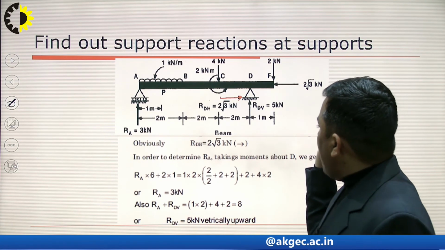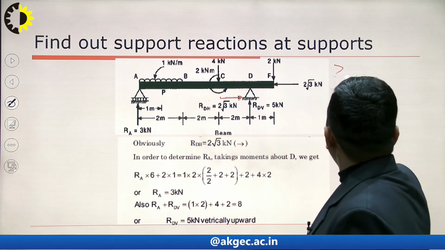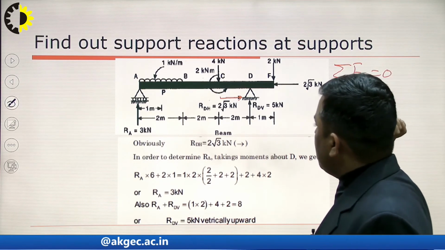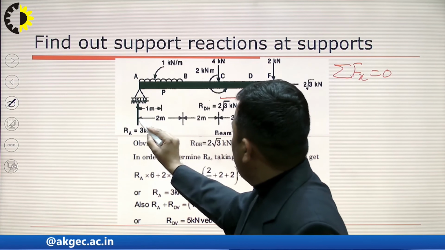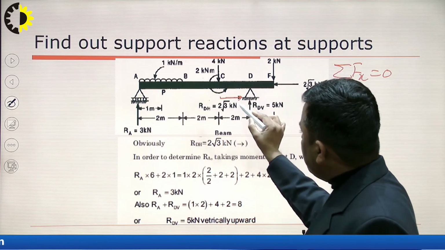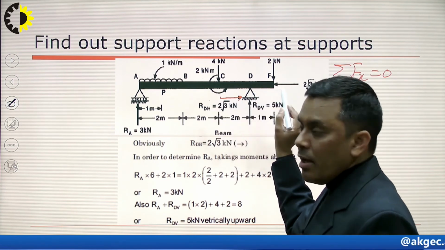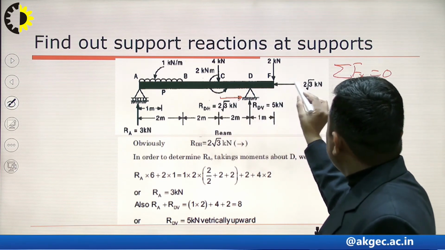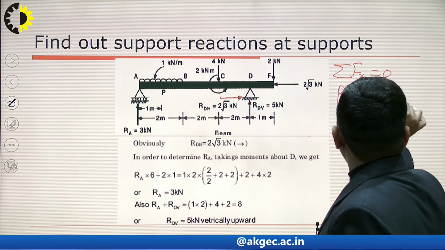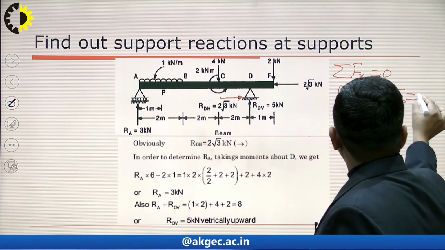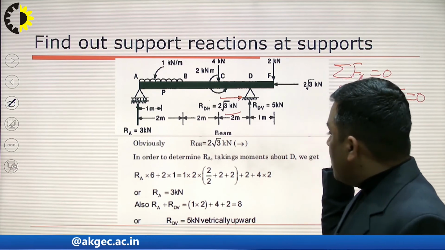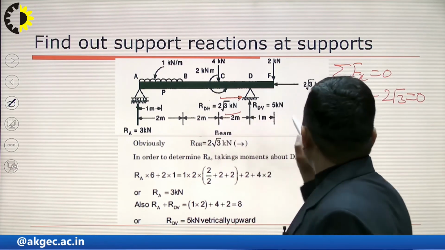By applying sigma Fx equal to 0, how many horizontal forces are there? There is no horizontal force at the other points. At point D, we have RdH, and at point F, we have 2 root 3. So RdH minus 2 under root 3 equals 0. So RdH comes out to be 2 under root 3. Now apply sigma Fy equal to 0.